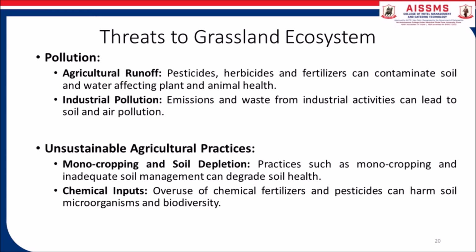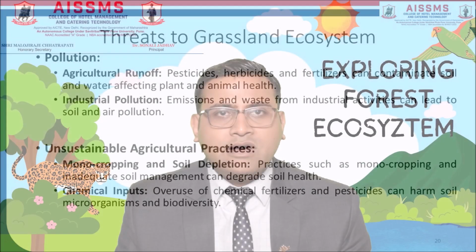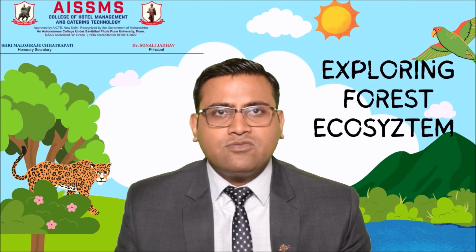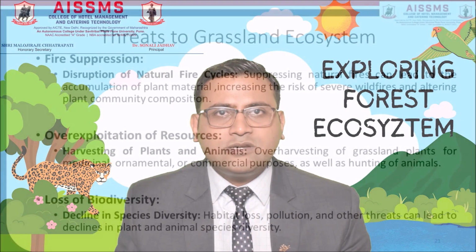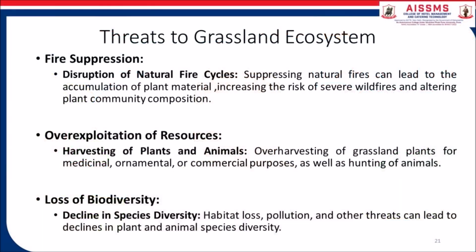Practices such as monocropping and inadequate soil management can degrade soil health and reduce grassland productivity and resilience. Overuse of chemical fertilizers and pesticides can harm soil microorganisms and biodiversity as well. Next will be fire suppression, disruption of the natural fire cycle.